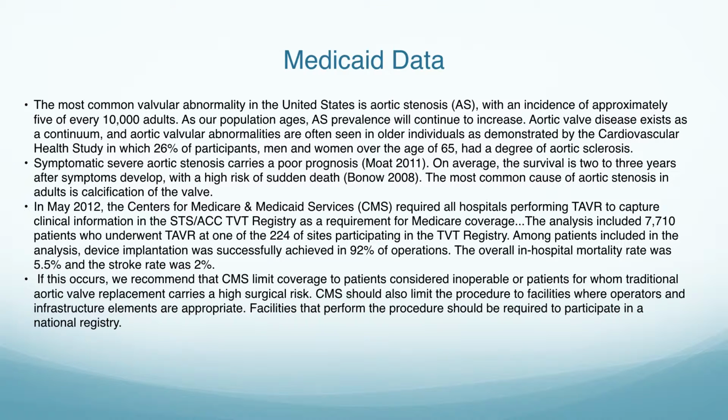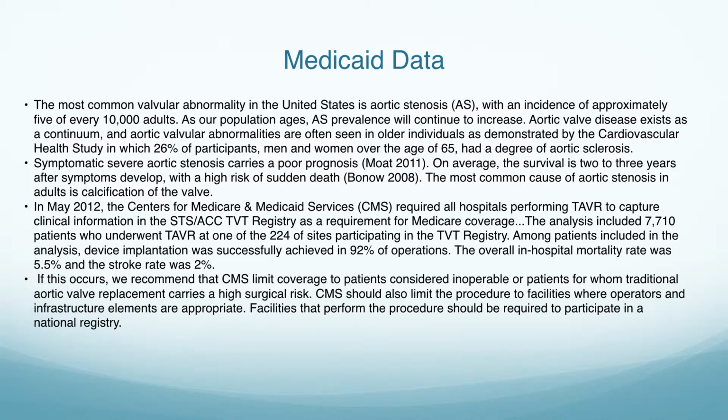So here's some Medicaid data. The most common valvular abnormality in the US is aortic stenosis, with an incidence of approximately 5 of every 10,000 adults. So as our population ages, AS prevalence will continue to increase. There was a study in which 26% of participants, men and women over the age of 65, had a degree of aortic stenosis.